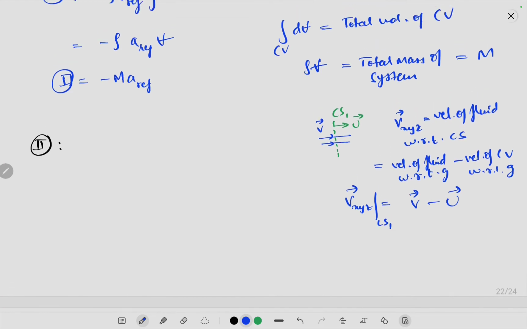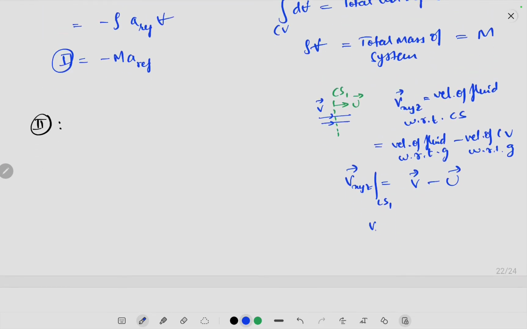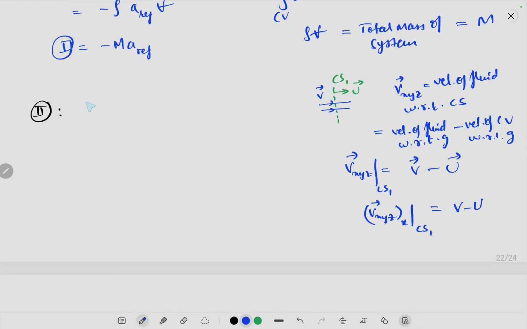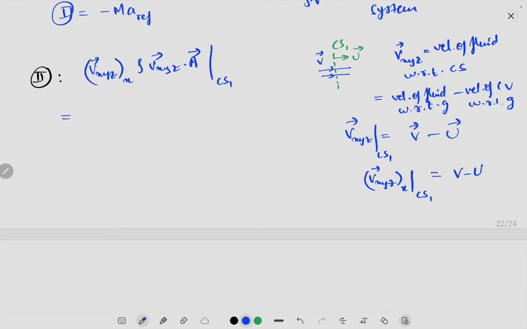And since V and u are along the x-axis only, Vxyz along x for CS1 is V minus u. So then the second term, which was the summation over CS1, the summation will not come, Vxyz along x rho Vxyz dot A for that CS1 will be equal to: Vxyz along x in CS1 is V minus u, rho, and Vxyz dot A is nothing but Vxyz times A, and Vxyz is V minus u. So this is my second term.